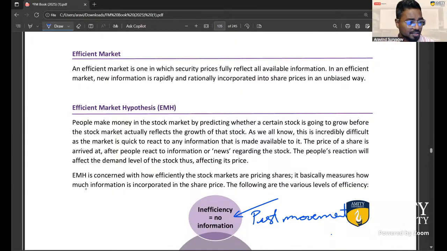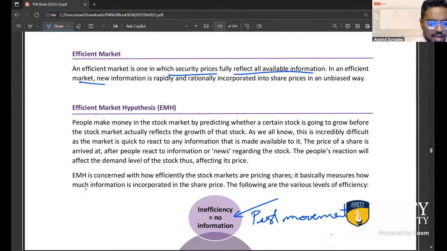So if you see your friends trying to make money on the stock market, do not discourage them, but tell them that, yeah, there is something known as the efficient market hypothesis that you should look into. Right. So an efficient market is one in which the security prices fully reflect all available information.